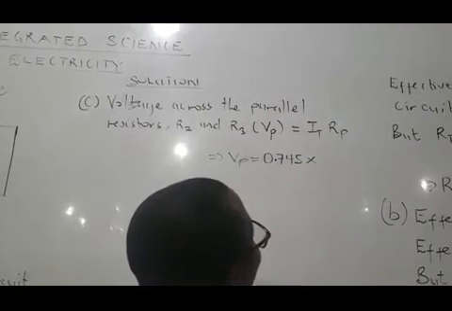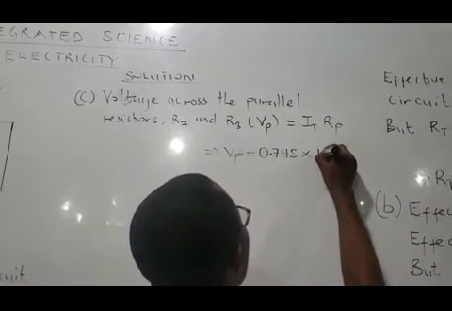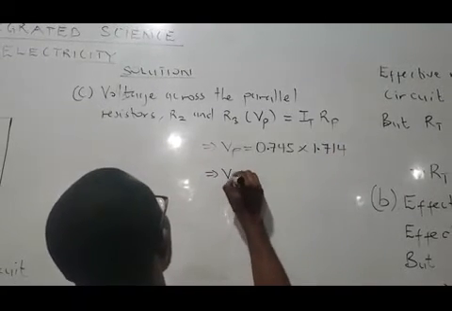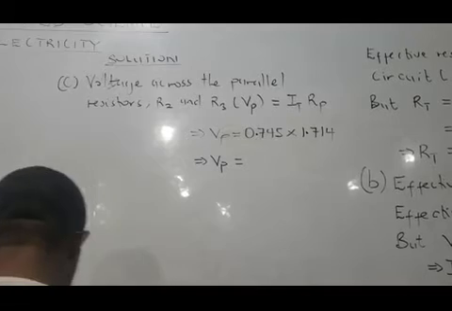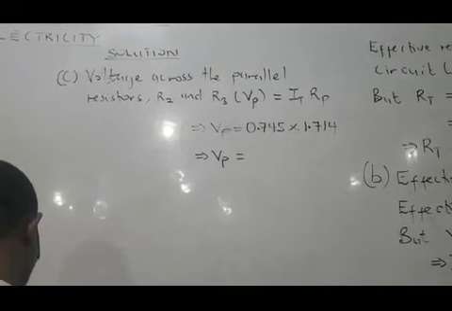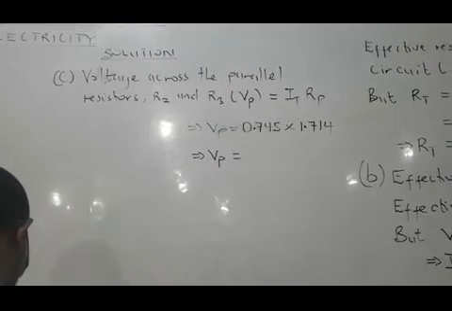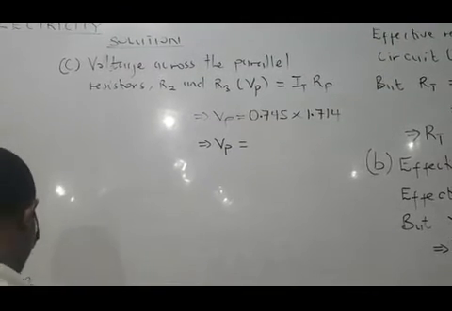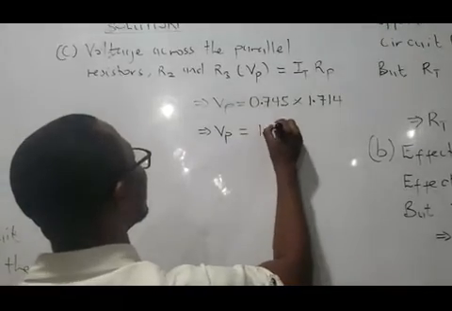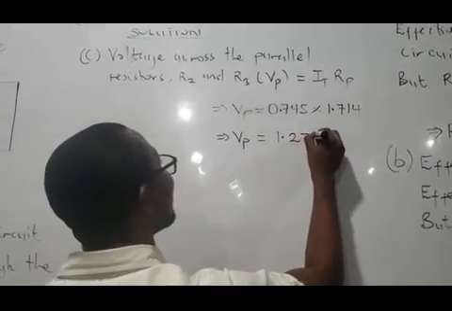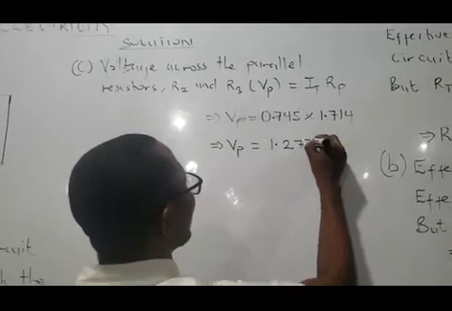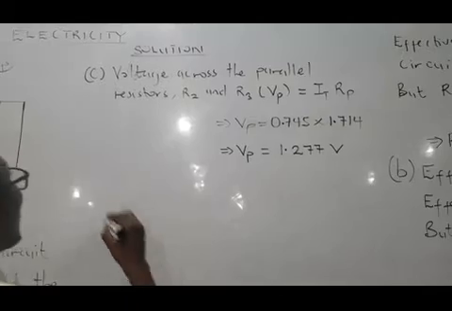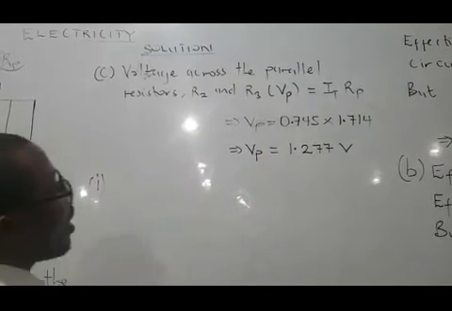And the value of RP was 1.714. So when you multiply these two, the VP will be equal to 1.277 volts. That is to 3 decimal places. And so now we can find the current passing through each of the power resistors.